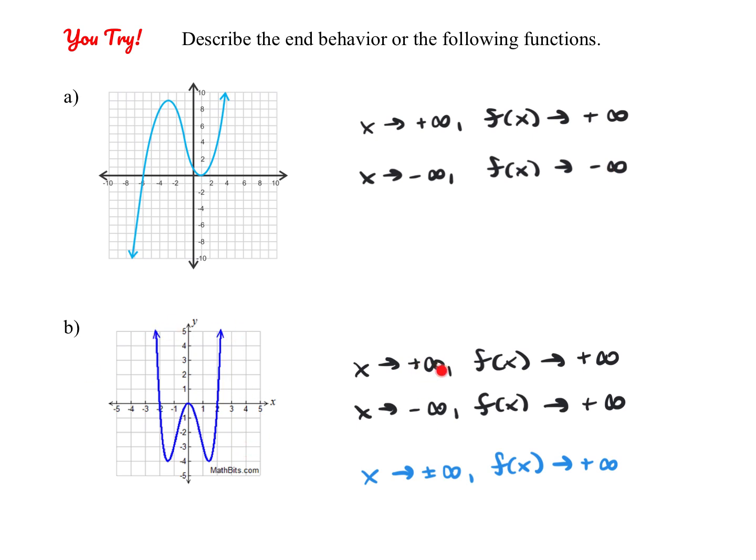So here I described the two end behaviors separately. As x approaches positive infinity and as x approaches negative infinity. However, this is optional. If you notice that the end behaviors are the same, you can write it all in one. You can say as x approaches positive or negative infinity, f of x approaches positive infinity. So again, this is completely optional and it means the same thing as writing them separate. It's up to you which one you choose to do.